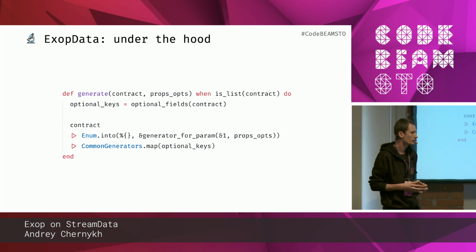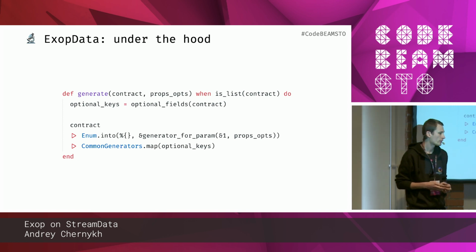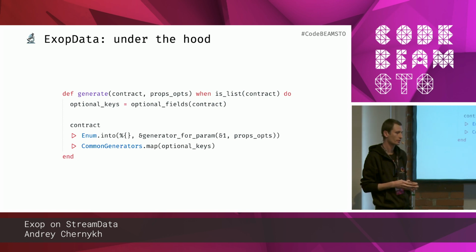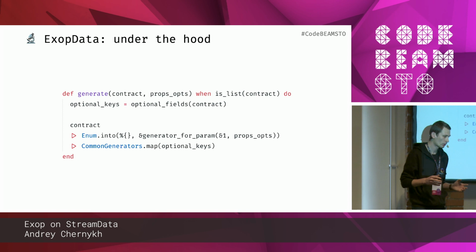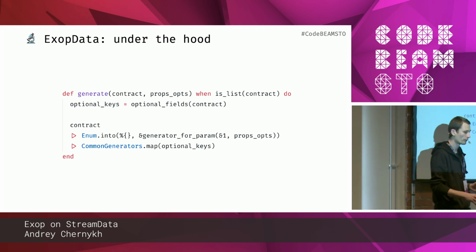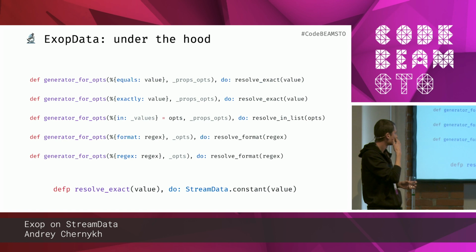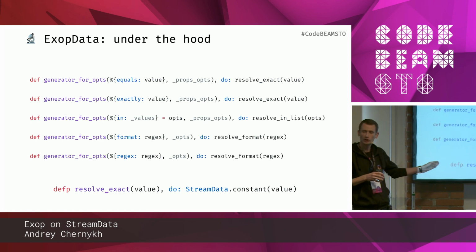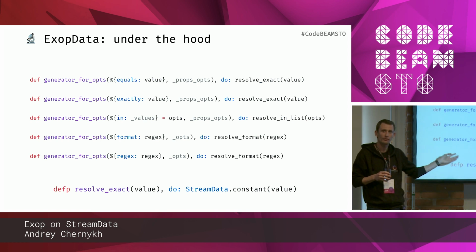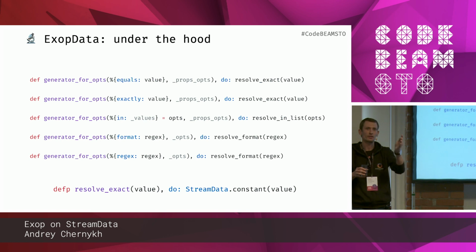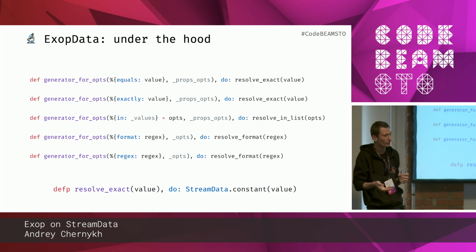The main ExopData function is generate, as we saw. It takes a contract and it simply collects a map of StreamData generators for all parameters declared by you in the contract. And it also applies some common generators and common validations for common options. What are they? For example, equals, exactly, in, format, etc. Because if you have a check with exact and value 20, most probably you don't need to generate an additional generator for this. You can just return StreamData constant immediately.